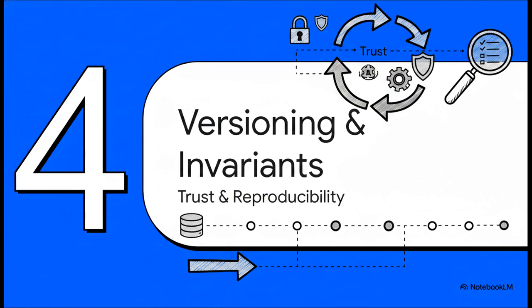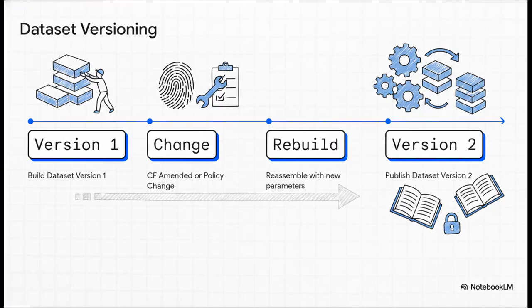And that takes us to our final stop, Section 4, Versioning and Invariance. Let's talk about trust and reproducibility. Codatta has a really simple but incredibly strict rule when it comes to changes. Any tweak to your inputs or your rules automatically triggers a brand new dataset version.